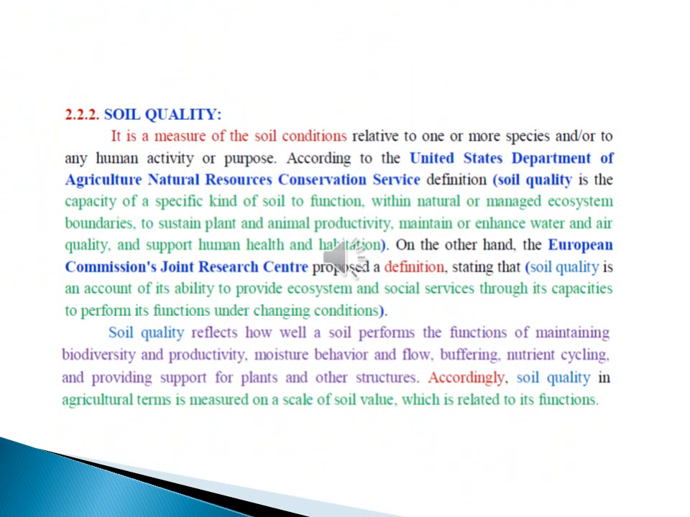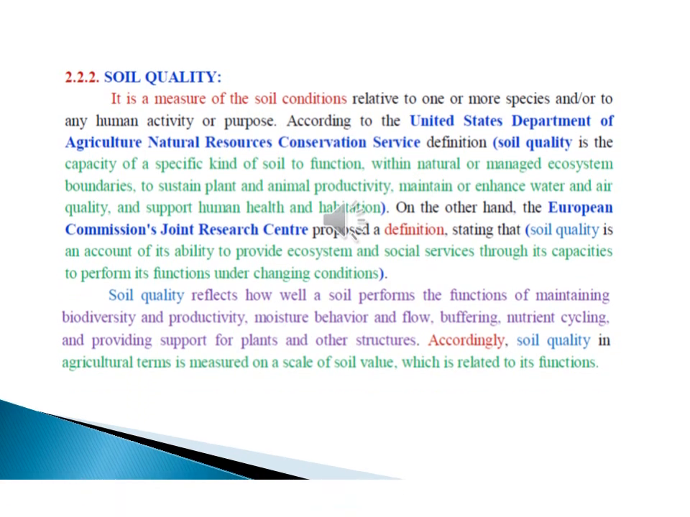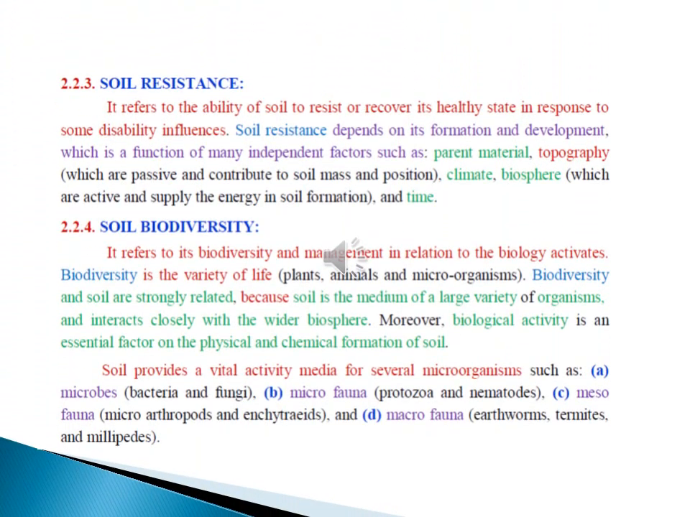Soil quality is a measure of the soil condition relative to the requirements of one or more species and or to any human activity or purpose. Soil resistance refers to the ability of soil to resist or recover its healthy state in response to disturbing influence, while soil biodiversity refers to its biodiversity and manifests in relation to biological activity.